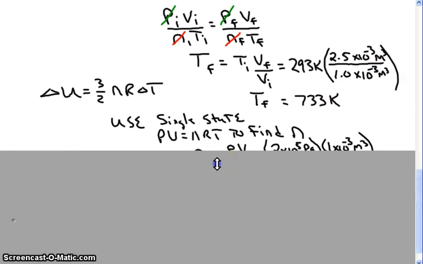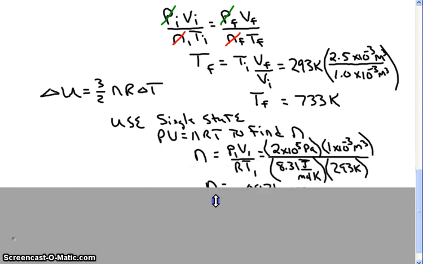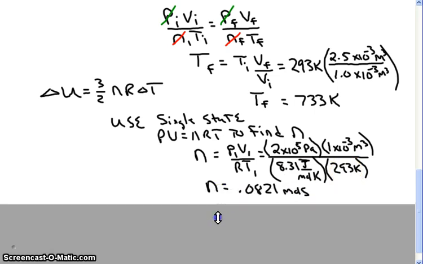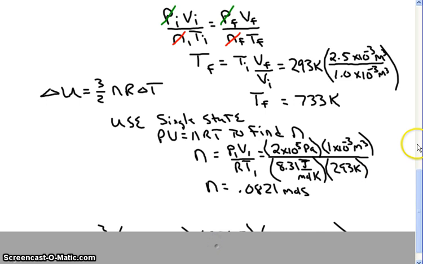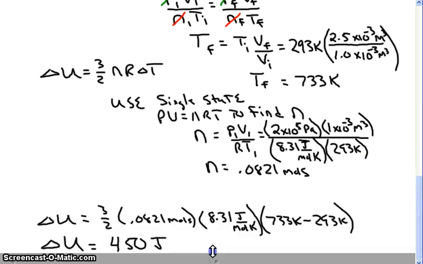And so we could use the single-state PV equals nRT formula now to find that. Plugging in what we were given, the constant pressure of 2 times 10 to the 5th pascals, our initial volume, R, and our initial temperature, we can solve for the moles, 0.0821 moles, and then finally calculate our change in internal energy from that given information. So if we do that and you do the algebra, you come up with delta U of 450 joules.